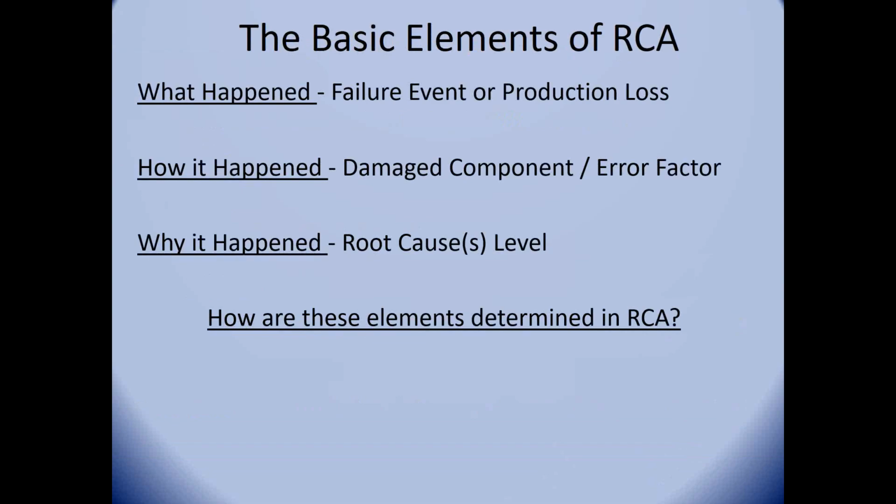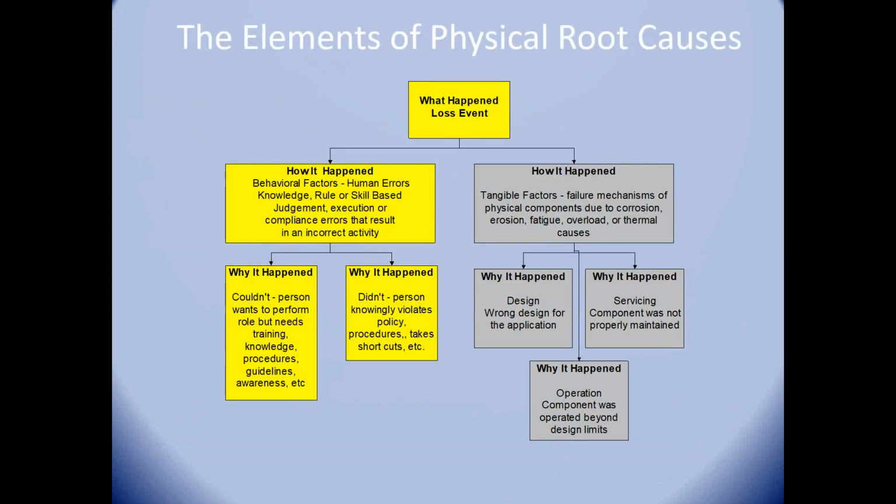Now, how are these elements determined in a root cause analysis? So we'll look at a couple examples here. If we look at this one, and this is very similar to the company I came from, where we said there are only two reasons that we have failures, we have incidents. The first one is mechanical. Well, the first one here we see in the yellow is the human factor.